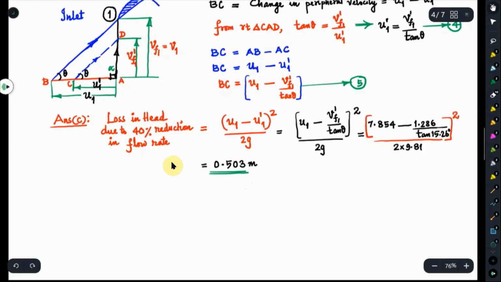So it is important to note that whenever the pump operation deviates from the design conditions, there will be losses. In this case, now we have found the loss of head due to the 40% reduction in flow rate at the impeller inlet, which is 0.503 meters. If the pumping liquid is water, you can say that it is 0.503 meters of water. With this, I wind up this lecture.